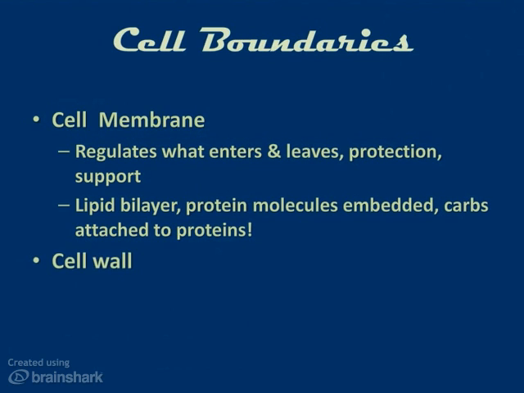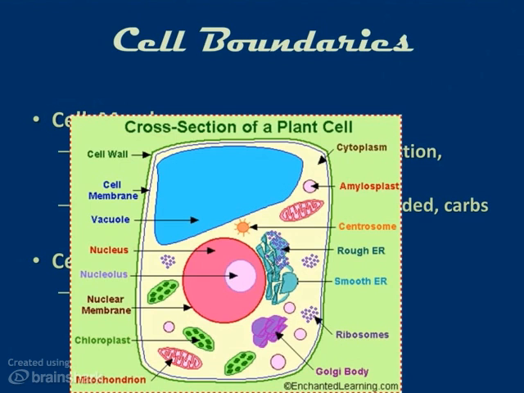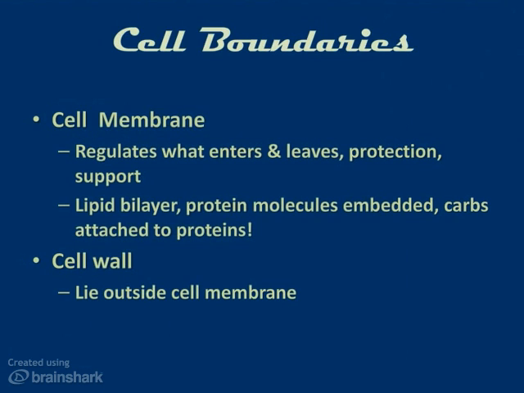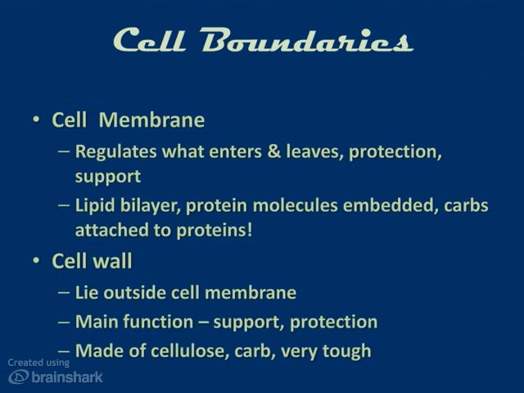Plant cells have cell walls also. Cell walls lie outside the cell membrane, as you see here in this picture. If you look up in the top left corner, you'll see the cell membrane to the inside and the cell wall to the outside. Cell walls also provide additional support and protection for the plant. They are composed of a very tough carbohydrate called cellulose. In fact, this substance is so tough, our digestive system can't digest it.